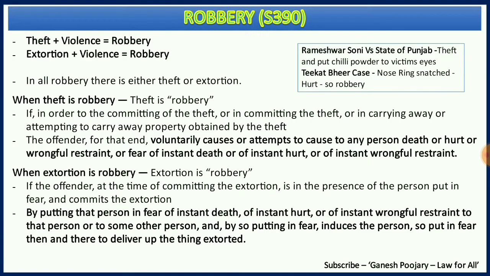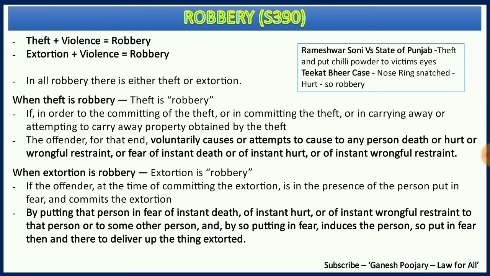Let's get into our first slide. Section 390 defines what is robbery. Now, if you want to understand what is robbery, the first and foremost requirement is that you should understand the concept of theft and extortion. I have already made 2 videos, one on theft and one on extortion. You can refer to those videos to understand these two concepts, because robbery is the continuation of these offenses. If there is any theft along with violence, then that is considered as robbery, or if there is any extortion along with violence, then that is considered as robbery. So basically, theft plus violence is equal to robbery, or extortion plus violence is equal to robbery.